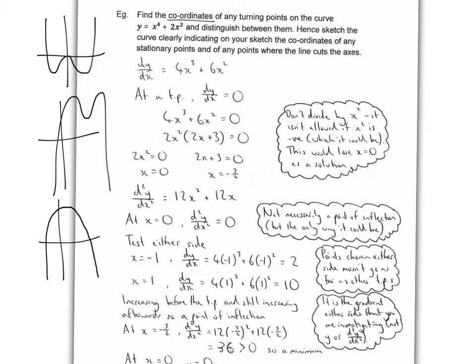So I've got two answers here, x equals 0 and x equals minus 3 over 2. I know they're turning points, but I've no idea what kind of turning point they are. So I'm going to use d squared y dx squared to find out.